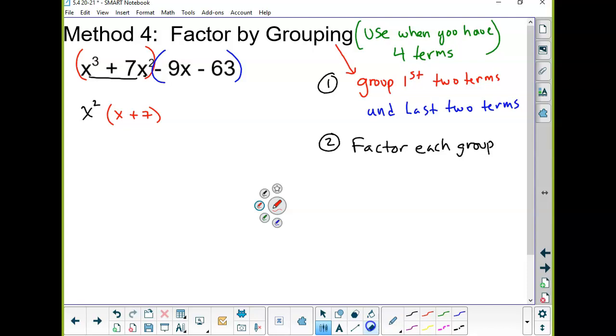All right. Now we're going to go to the next group. And what is the largest factor that goes into both negative 9x and negative 63? And let's pull the negative here. And I'll give you a hint. Oops, I want that to be in black. I'll tell you why I want the negative. Okay. What we want then is you want the remaining group to look exactly like the first group. So I'll have an x plus 7 left over.